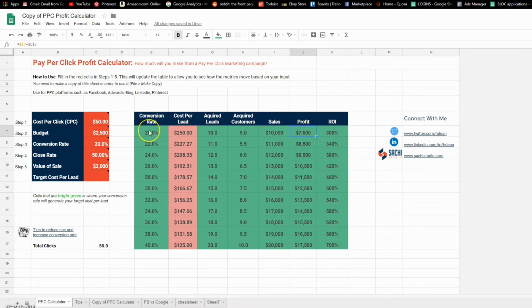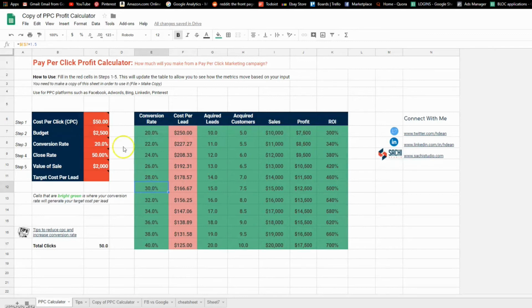But let's say I manage to improve my conversion rate, and it goes from 20% to 30%. And later on, I'll explain how you can improve your conversion rate. But let's say, going down this column, my conversion rate goes from 20% to 30%. What happens then is that this chart will show my CPL dropping from $250 to $166. As such, because my cost per lead decreases, the number of leads increases, as do my customers and sales. It goes from $10,000 to $15,000, and my ROI goes from 300% to 500%.